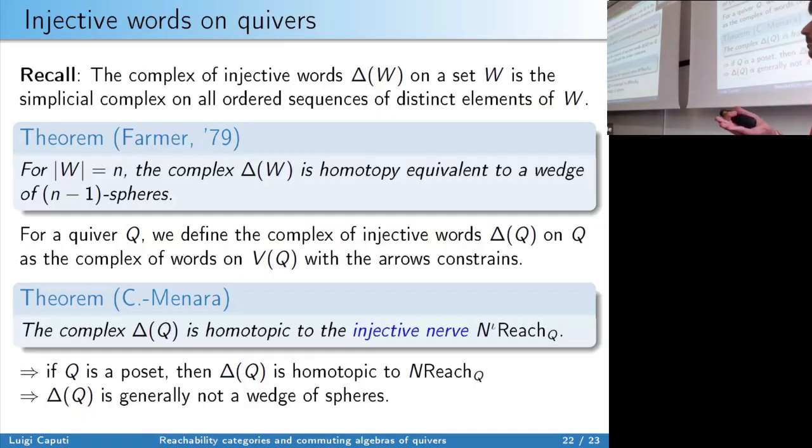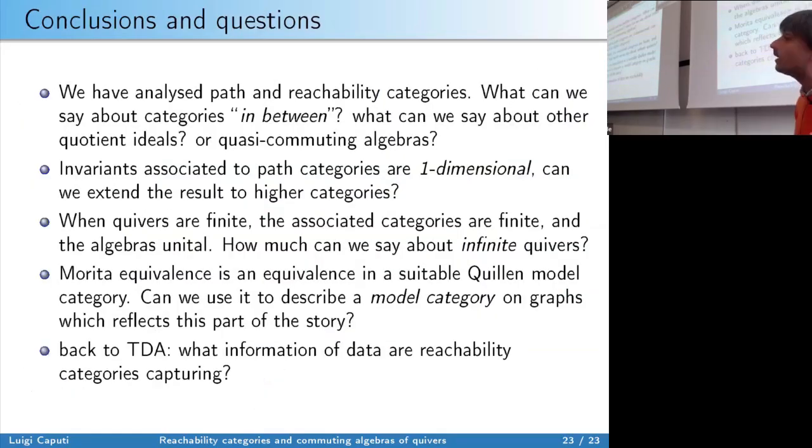So if Q happens to be a poset, meaning our quiver was the underlying graph of a poset, then the complex of injective words in the quiver gives the nerve of the reachability category. And this means that this is not simply a wedge of spheres, because we've shown that the reachability category can have any sort of homotopy. And this is the last bit I wanted to say. I conclude here with some open questions, but I'm happy to answer some questions. Thank you.